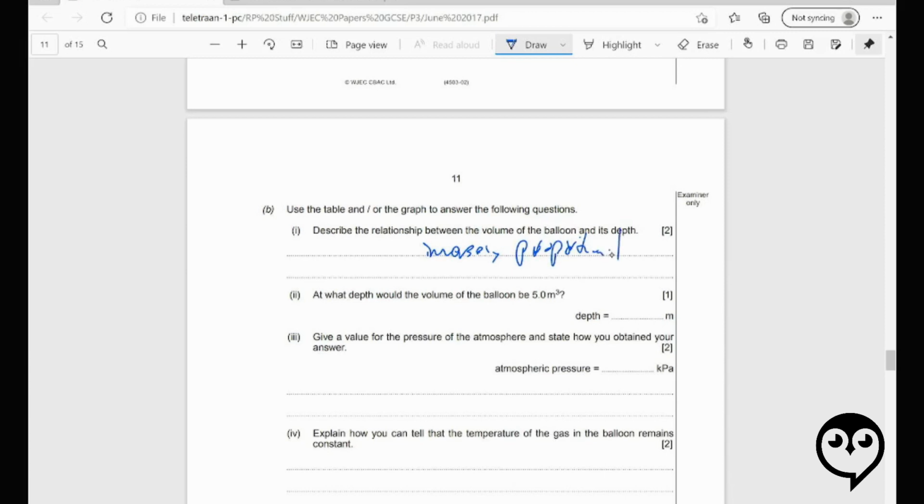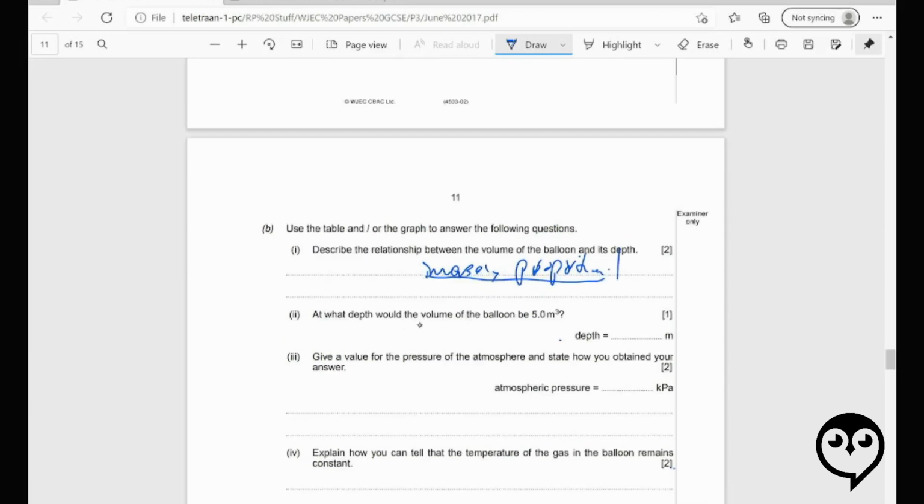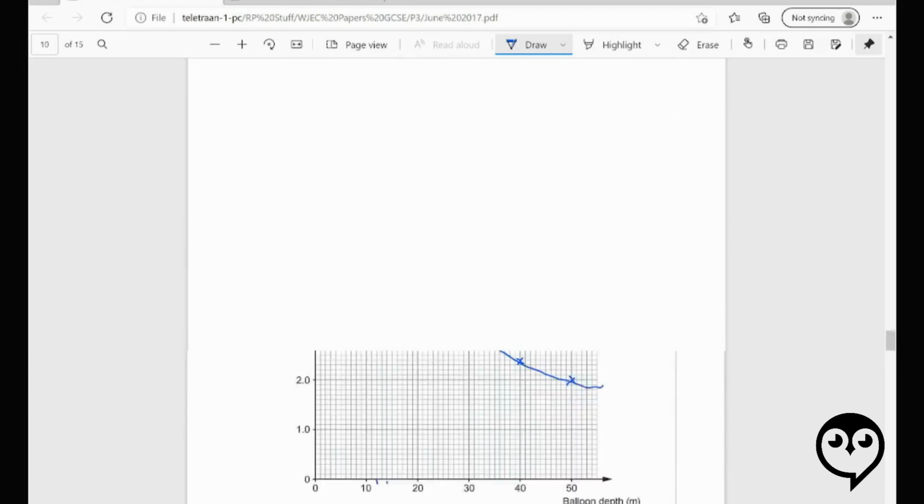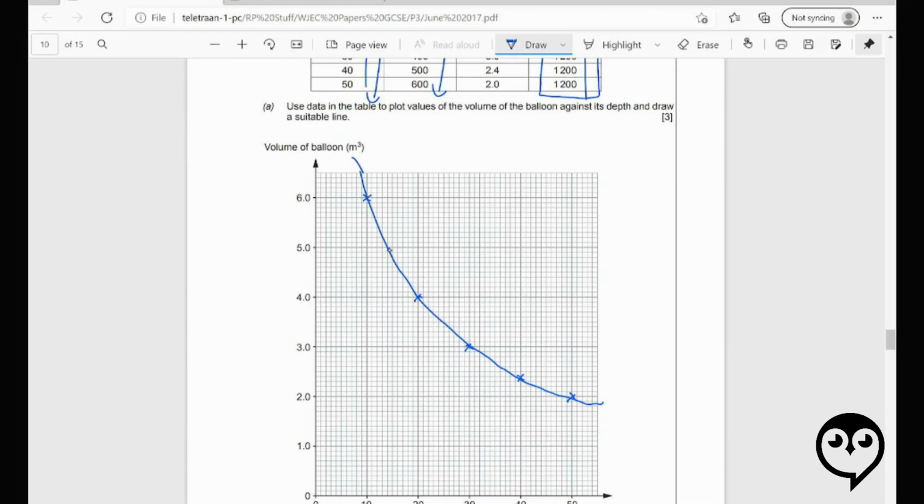I know the mark scheme might say something else. Double I, at what depth would the volume of the balloon be 5 meters cubed? I would say I count over 4 squares.